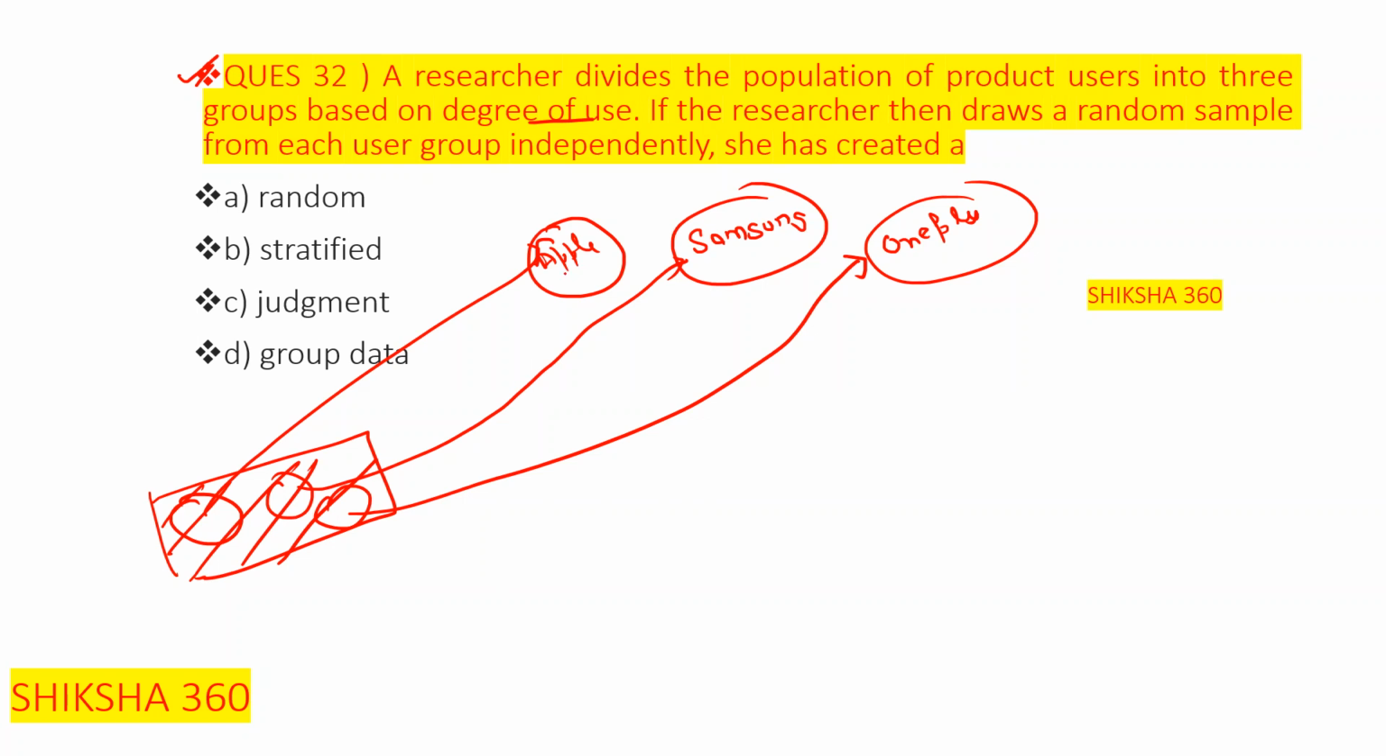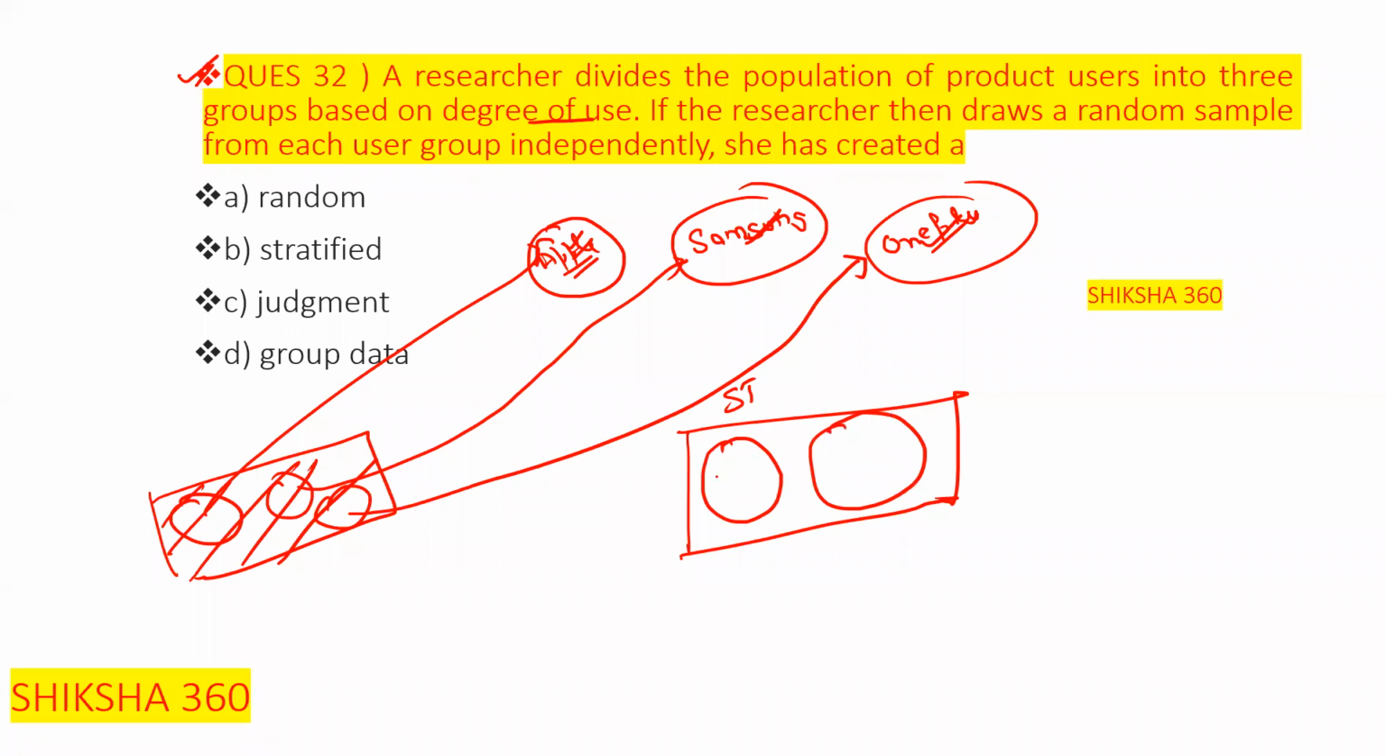In this group, all are the same user. In this group, all are the same user. In this group, all are the same user. In our part 2, when we discussed stratified sampling, all blue were in one group, all red in one group. Within the group, all are the same, or up to a level the same. But if we check both groups, this one is different, this one is different. So what is the answer here?